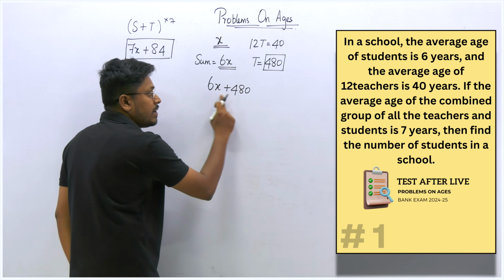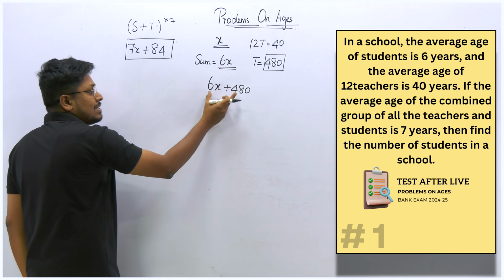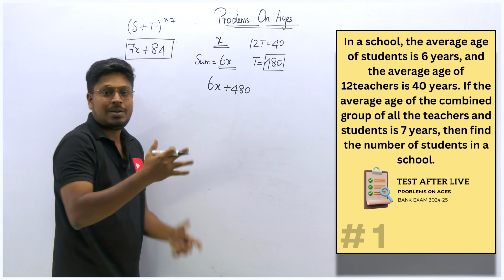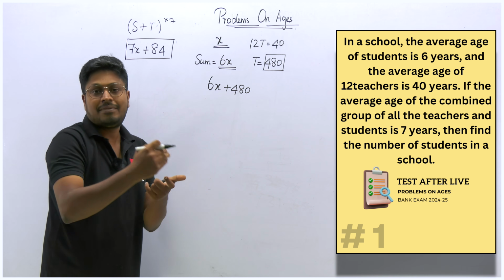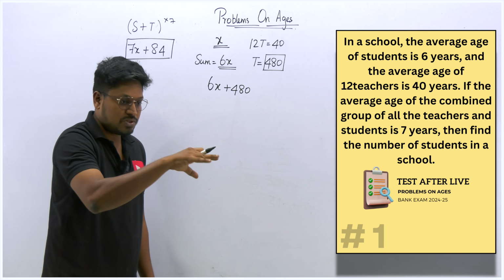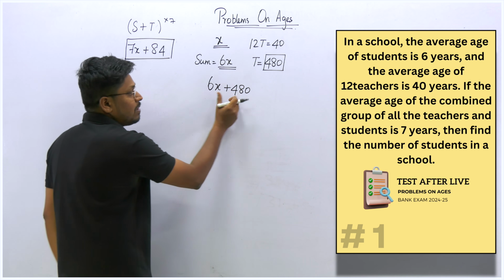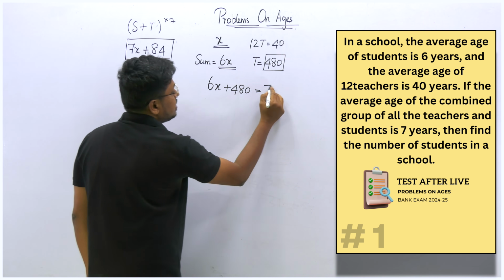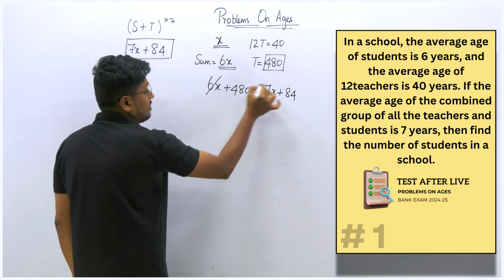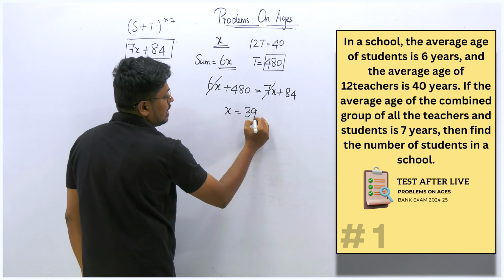Already we have one equation here, and they have given another clue, another equation here. So always this data will be equal to the next data. Why? Because the classroom's total age is not going to change. Even though they have given other data, it will always be equal to this equation, because when you add student and teacher ages, the total will always be equal at any time. So we can say this equation is equal to this equation, 7x plus 84. So now we can cancel 6x, 7x will be x. So 480 minus 84 will be 396.